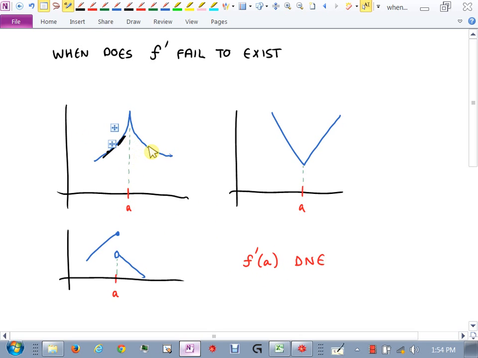How about on the other side of A? Would the derivative exist? Yes, I can find the slope of a tangent line here somewhere. How about over here? Does the derivative exist over here? Yes. How about on this side? How about right there at A? And that's kind of a weird one, right?